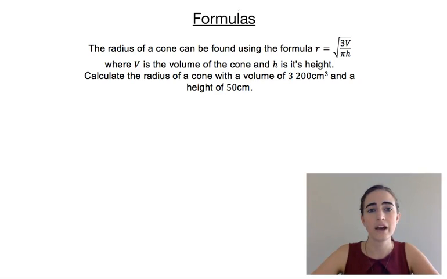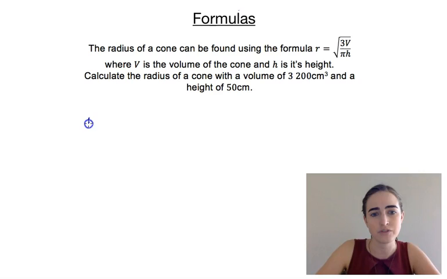In this video, I want to have a look at using formulas to solve problems. So our first example says the radius of a cone can be found using the formula r equals the square root of 3v over pi h, where v is the volume of the cone and h is its height. So the question asks us to calculate the radius of a cone with a volume of 3,200 centimetres cubed and a height of 50 centimetres.